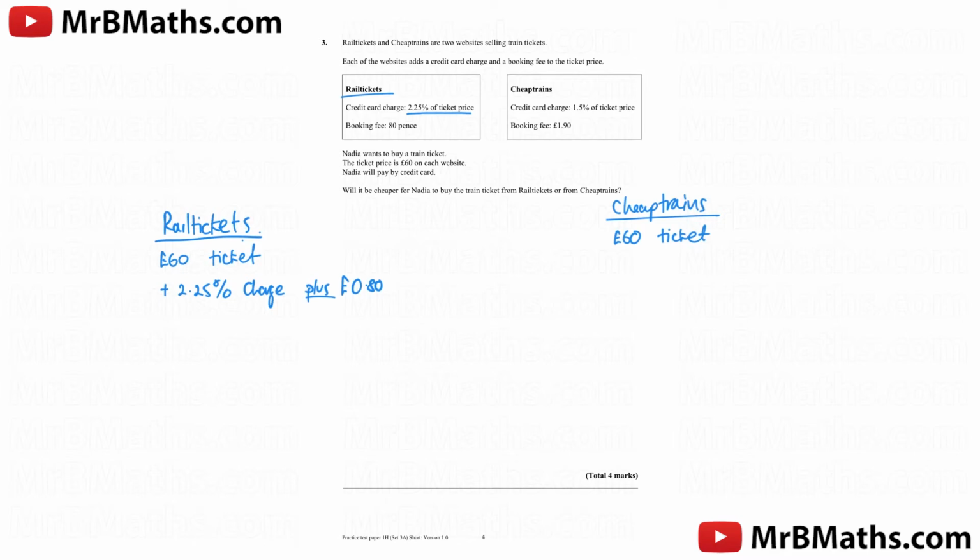So we've got a £60 ticket. We need to work out the percentage. So 10% would be a £6 charge. Therefore 1% would be a 60p charge. Okay, now we need to get to 2.25, so another 1% will be 60p, and now we need to find 0.25%. So that would mean that 0.5 is 30p, therefore 0.25 would be 15p.